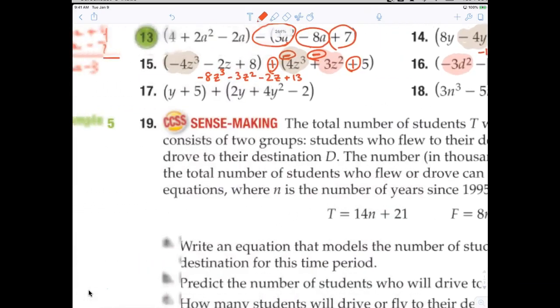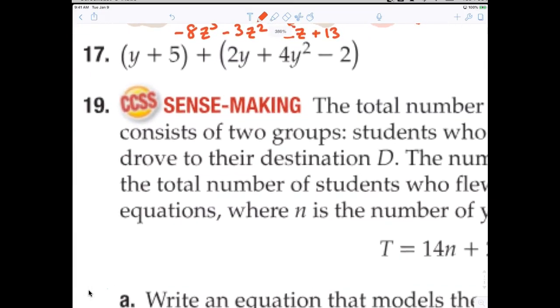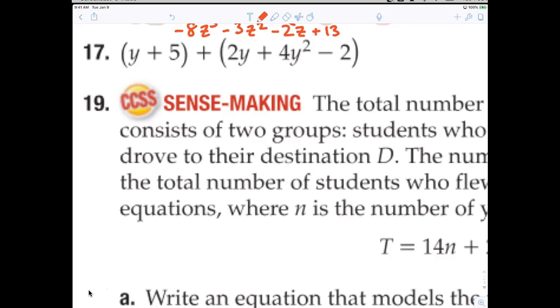All right, does anybody have any questions with that? All right, here we go. Let's take a look at 17. Everybody take a look at it. Now, this is a good mental math problem because it's just addition. Sebastian, tell me what the answer is. Is it 7y squared? Where are you getting 7y squared from, please? 2y. Oh, I'm sorry. 3y. Yeah, 3y plus 4y squared and plus 3.